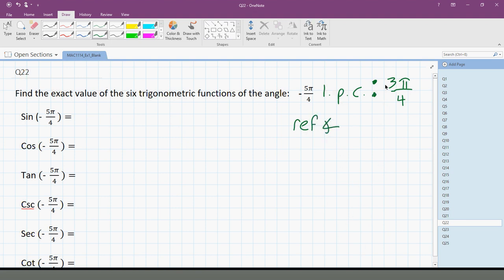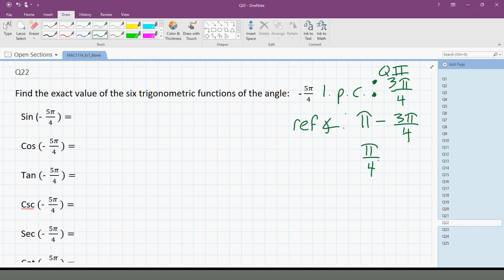And 3 pi over 4, this is actually in quadrant 2, because 0.75 is in quadrant 2, because quadrant 2 is between 0.5 and 1. So to get the reference angle, all we're going to do is take pi minus 3 pi over 4, which gets us pi over 4. So all these angles are going to be like pi over 4. And then we'll worry about the quadrant 2 part in the end to get the signs.